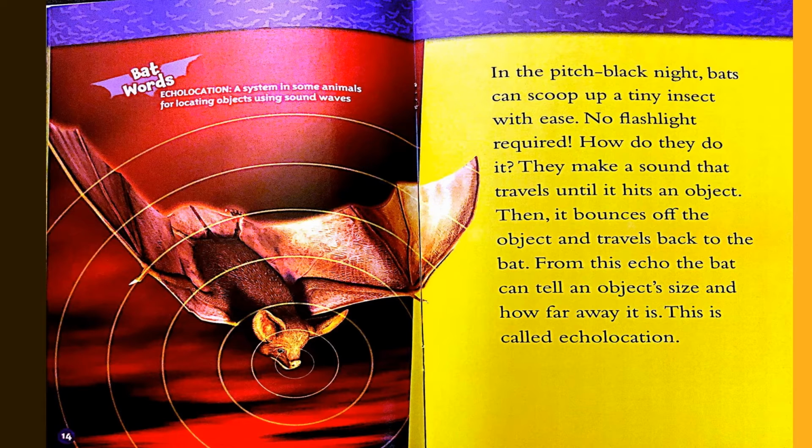Bat words. Echolocation, a system in some animals for locating objects using sound waves. In the pitch black night, bats can scoop up a tiny insect with ease. No flashlight required. How do they do it? They make a sound that travels until it hits an object. Then it bounces off the object and travels back to the bat. From this echo, the bat can tell an object's size and how far away it is. This is called echolocation.